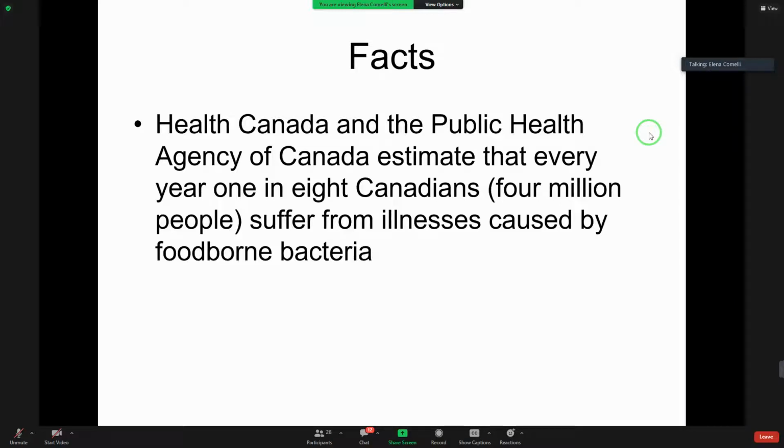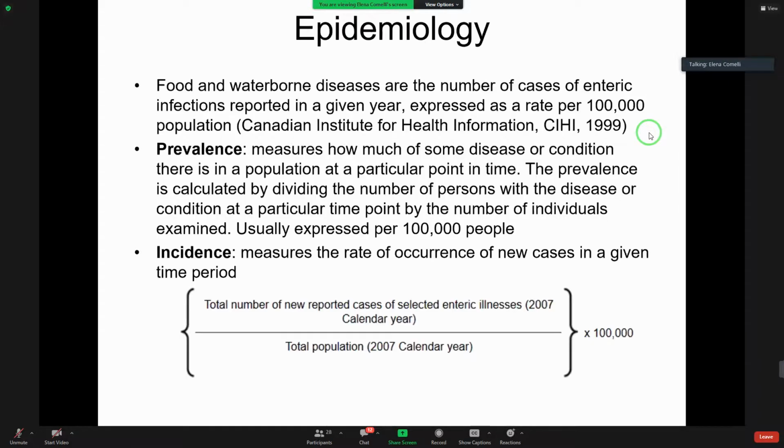So Health Canada, first of all, the importance of the topic, right? According to Health Canada, there's an estimate that every year, 1 in 8 Canadians, meaning 4 million people, suffer from illnesses caused by foodborne bacteria. If you come across a publication on the epidemiology of these diseases, or if you refer to the websites from Health Canada, the Canadian Institute for Health Information, the Canadian Food Inspection Agency, you may see these data expressed as prevalence or as incidence.